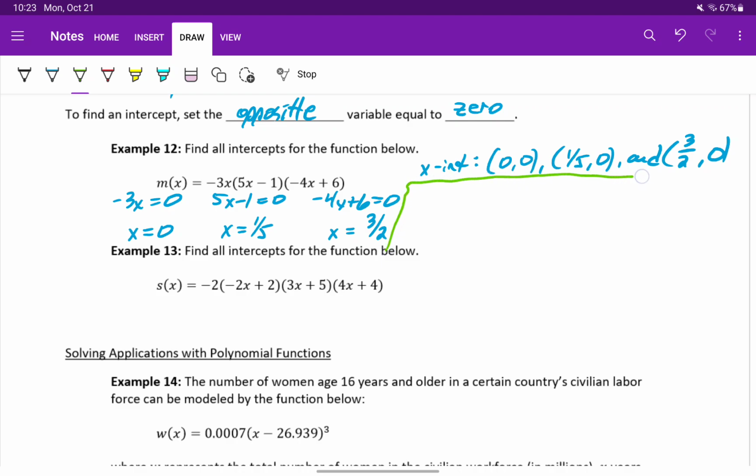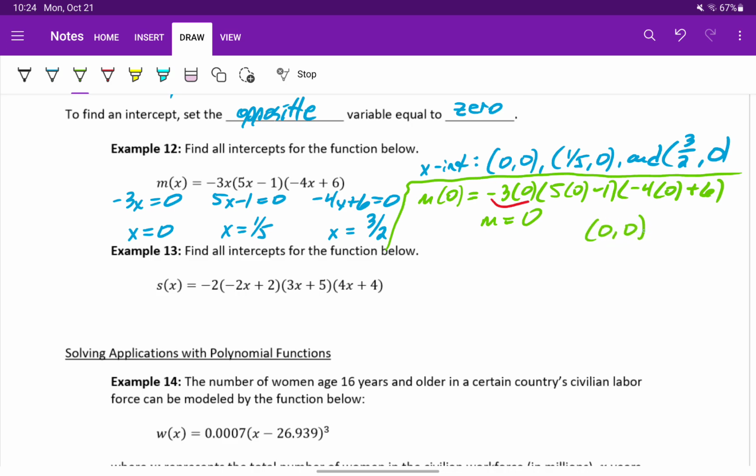Then to find the y-intercepts, we'll set x equal to 0. And since we have negative 3 times 0, which becomes 0 multiplied by everything else, our function value will just be 0, so we end up with our y-intercept at (0, 0).